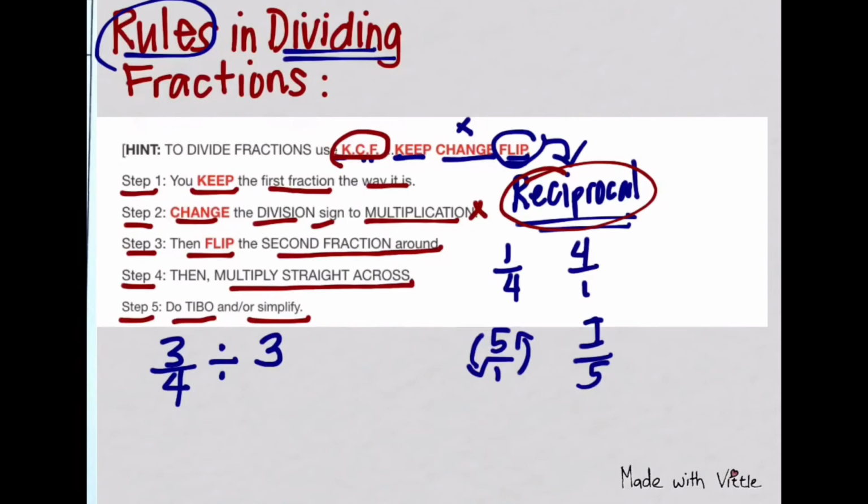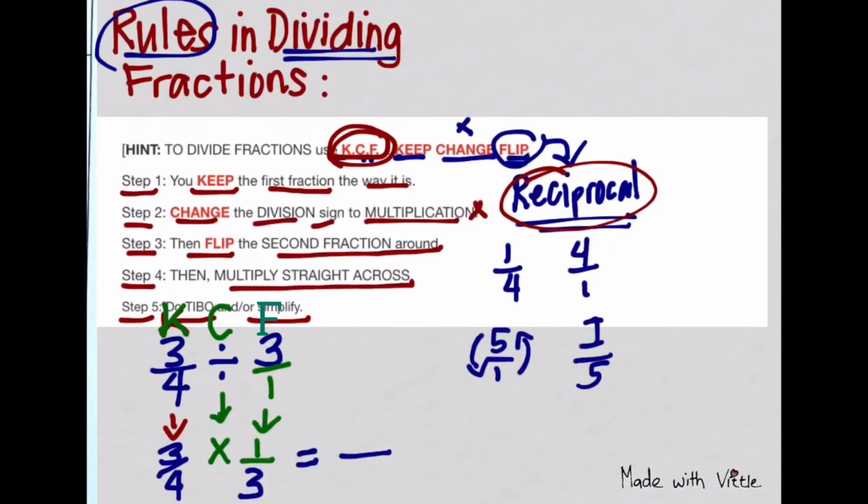So I say 3/4 divided by 3. So what are we going to do? KCF. You put K here on top of 3/4. Then write it right away. Then the division sign, you change it to a what? Multiplication sign. And you know these 3 wholes can be written as 3 over 1. So when you flip it around, it's going to be 1 over 3. Now multiply straight across. 3 times 1 is 3. At the bottom, the denominators, 4 times 3 is 12.